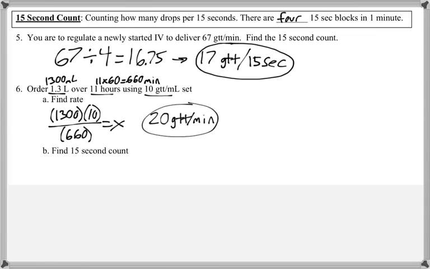And then to find the 15-second count, all we have to do is take our answer and divide it by 4. And that's going to get you 5 GTT, and it's not per minute, it's now per 15 seconds.